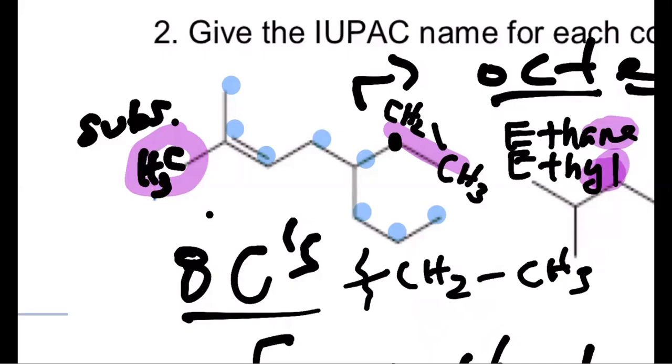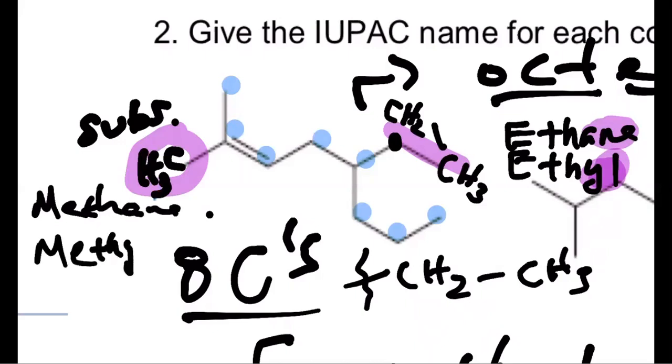All right, and then on the other side, this is a CH3. Normally it would be methane, but because it's attached, we call it methyl. Right, again, change the suffix. Ane goes to yl, that means it goes from being independent to being a substituent. We okay with that?